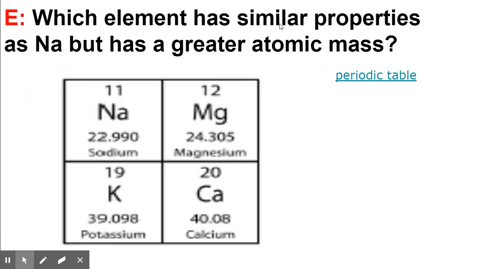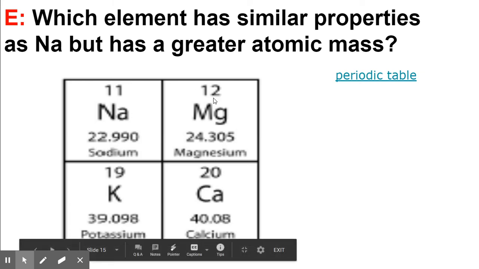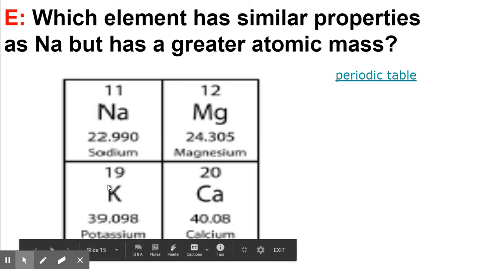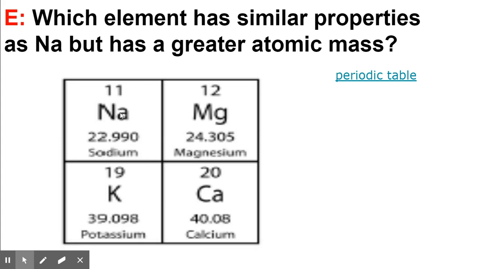Which element has similar properties to sodium but has a greater atomic mass? Now remember, when they're asking you about similar properties, you want to look at groups. Groups go vertically up and down. So if they're asking us what element has similar properties, that means similar chemical properties as sodium. So you want to look vertically and see what elements are in the same group as sodium because they have similar chemical properties because of their valence electron.